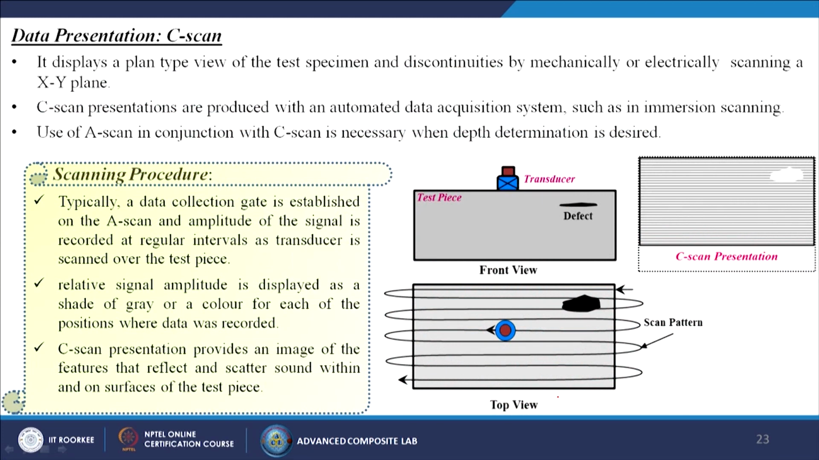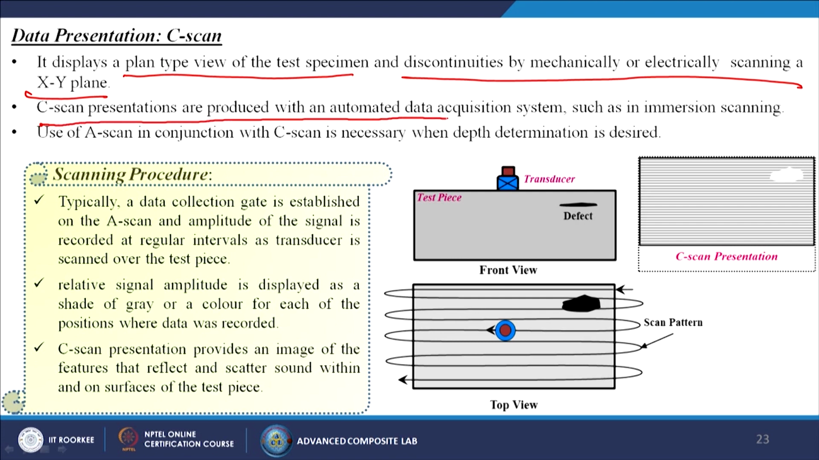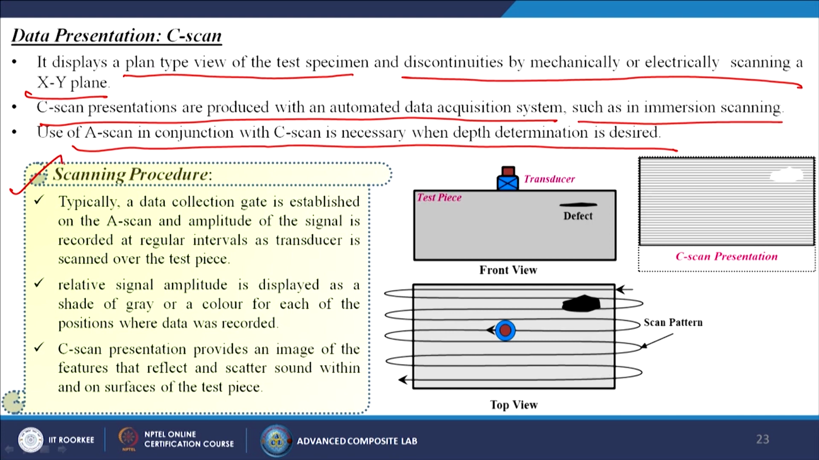Data presentations, C scan. It displays a plan type view of the test specimen and discontinuities by mechanically or electrically scanning an XY plane. C scan presentations are produced with an automated data acquisition system such as immersion scanning. Use of the A scan in conjunction with the C scan is necessary when depth determination is desired. Scanning procedure. Typically, a data collection gate is established on the A scan and the amplitude of the signal is recorded at regular intervals as the transducer is scanned over the test specimen.